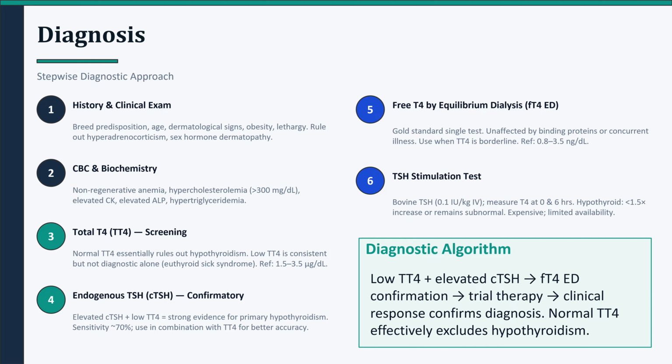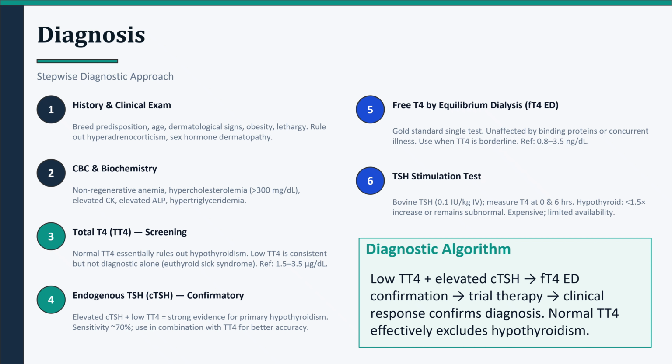Step 2, CBC and serum biochemistry. These are your basic screening tools. You will classically find a normocytic, normochromic, non-regenerative anemia. Fasting hypercholesterolemia is seen in 75% of the cases, often above 300 mg per deciliter. Elevated CK, elevated ALP, and hypertriglyceridemia are also seen.